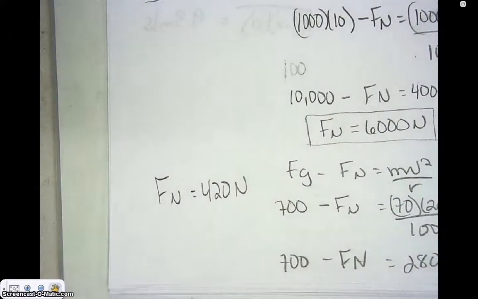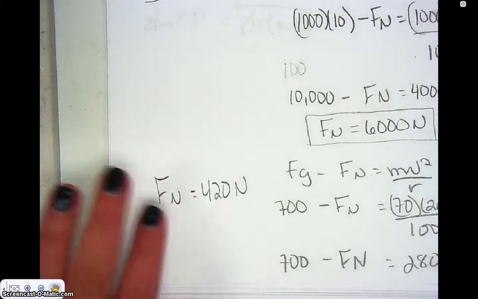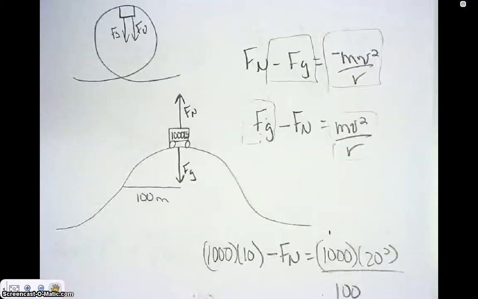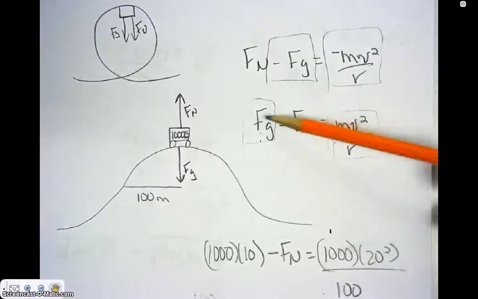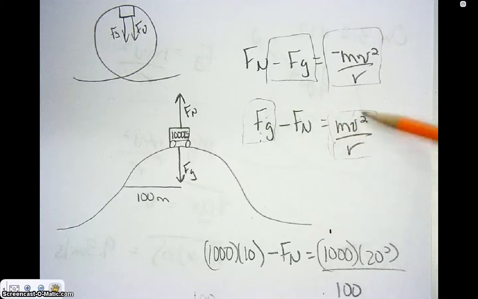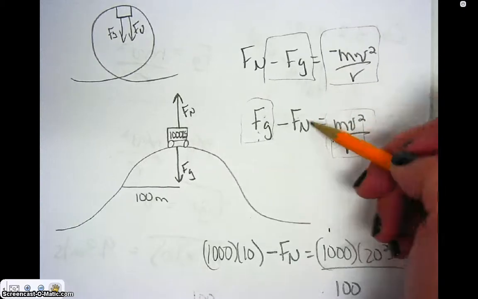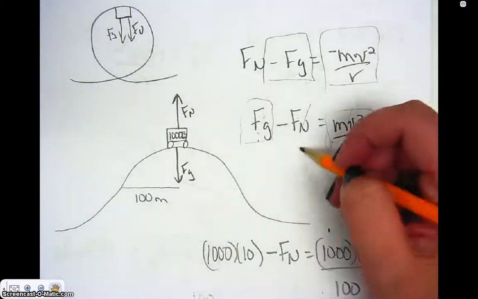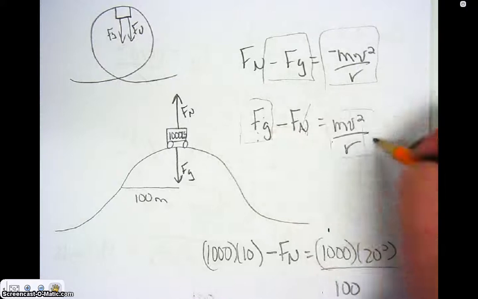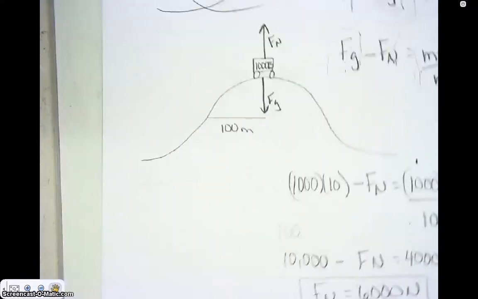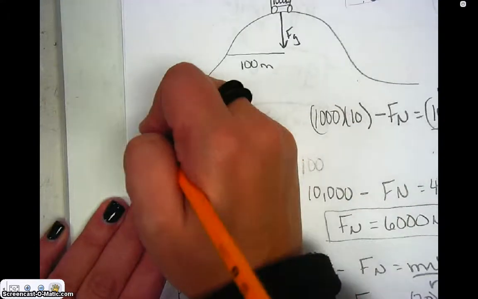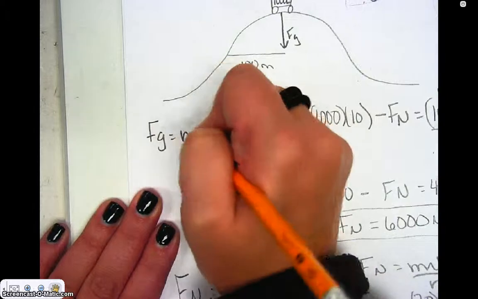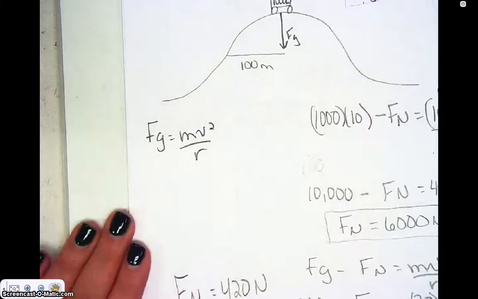Now it asks, what would the car's speed be if the normal force equals 0? Again, the sum of all forces equals mass times centripetal acceleration. What we're saying is, when you feel weightless, when your normal force is 0, when the perception of your weight is 0, what would the speed have to be? In that case, we would have Fg is equal to mv squared over r, where you have no normal force.